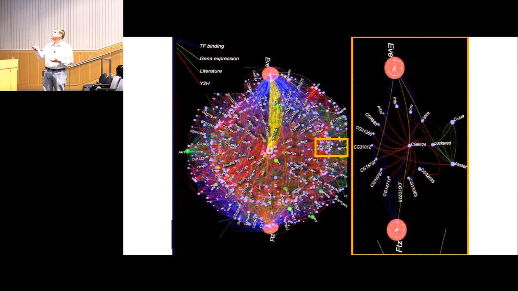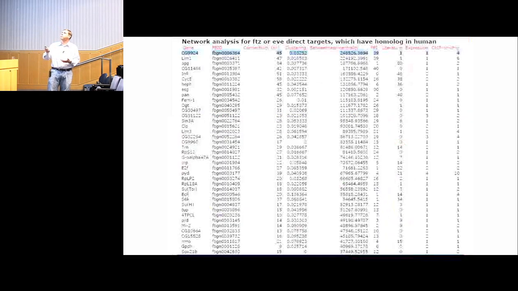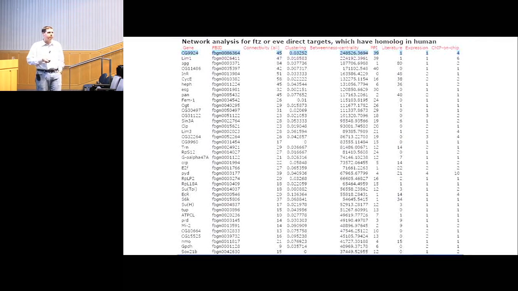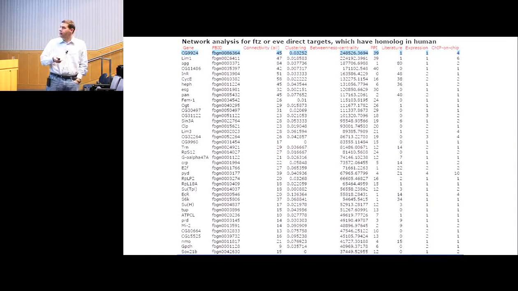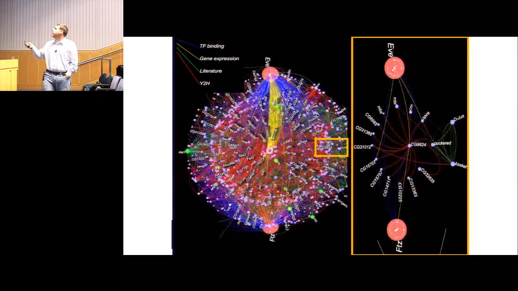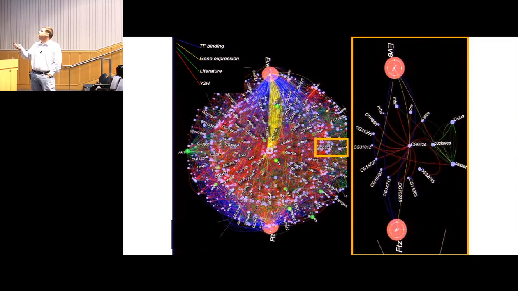And one of the things that struck us was this particular gene, CG9924. The reason it was really interesting to us was threefold. First, it has the highest betweenness centrality in the network. So to get from any one point to any other point in the network, you have to pass through this gene the most frequently. The second thing is that it interacted with some interesting factors. In fact, the JNK signaling pathway, the JNK phosphatase Puckered, interacts with it.